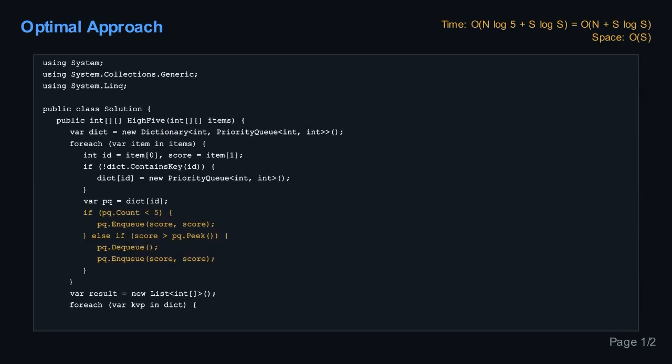Here is the key insight. We don't need to sort everything. We only need to keep the top 5 scores. For each student, maintain a min-heap of size 5.